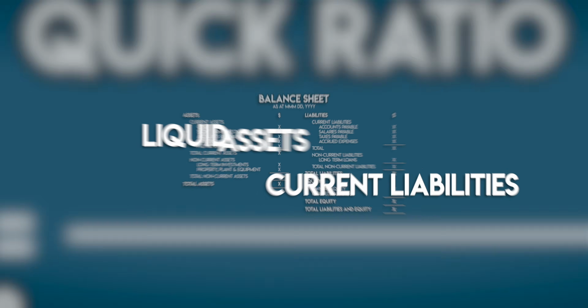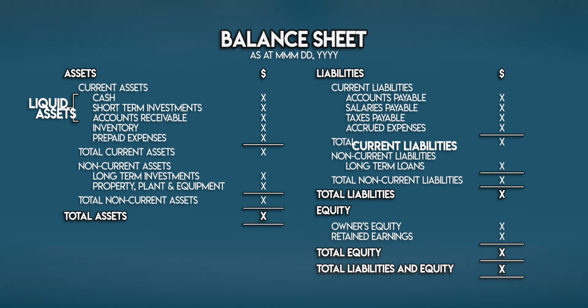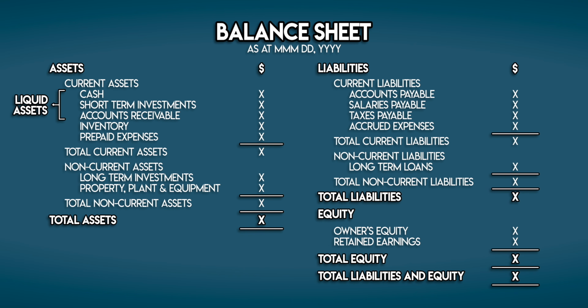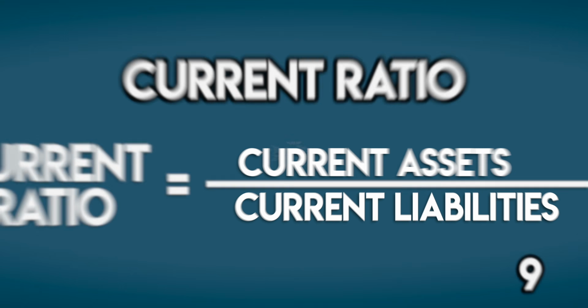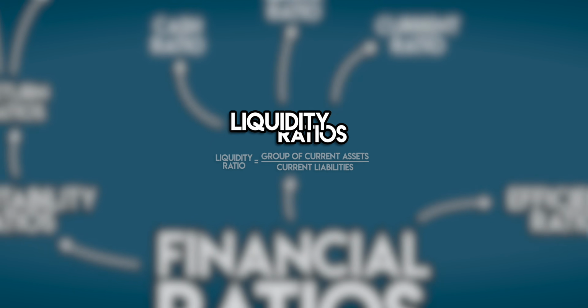We can find the quick ratio by taking all liquid assets and dividing them by current liabilities. This checks if a business can cover its short-term debt obligations using everything that can quickly be converted into cash. But we can go a step further too. We can consider all of a business's current assets, including inventory and prepaid expenses. That gives us the current ratio, current assets divided by current liabilities. This is our 9th financial ratio and the last of our liquidity ratios.